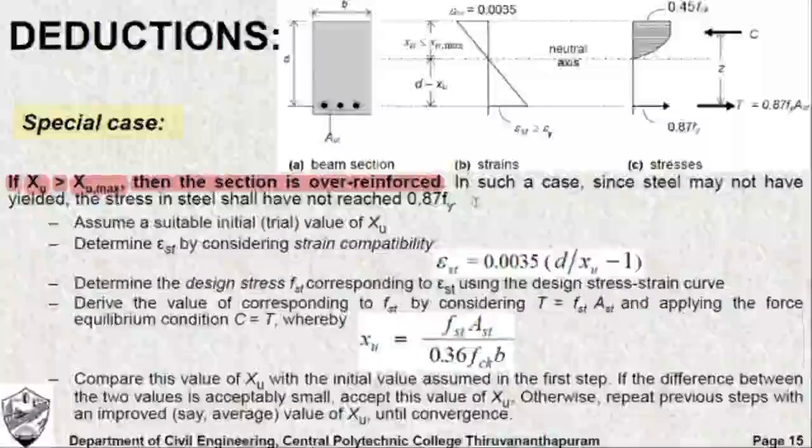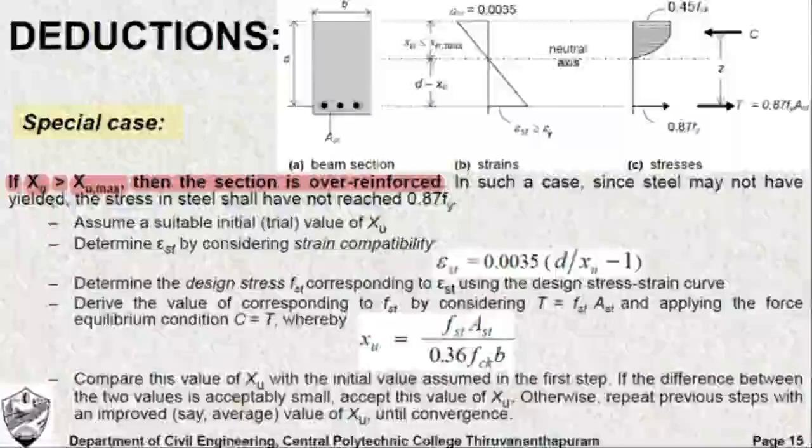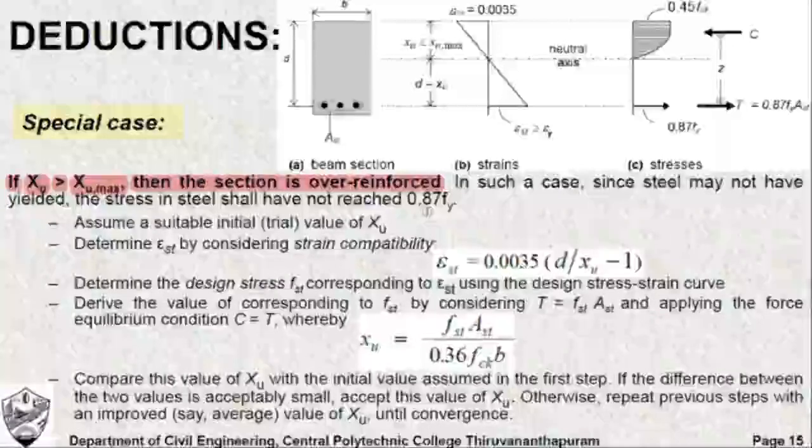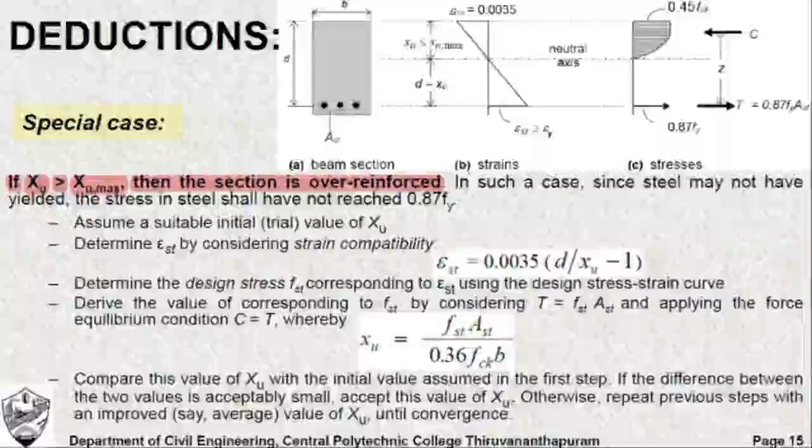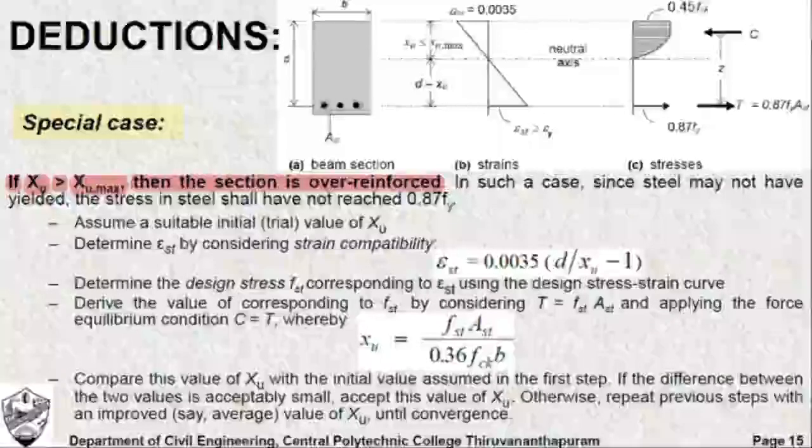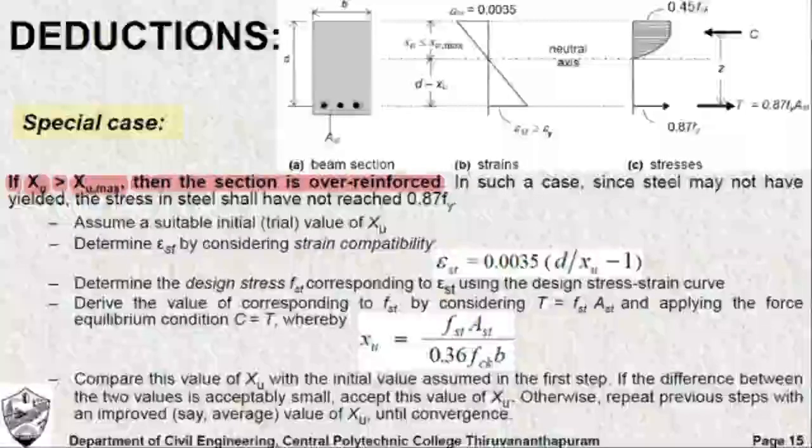You see, in such cases, since steel may not have yielded, the stress in the steel shall not have reached 0.87 Fy. So over reinforced section, we learned that the beam section at the level of steel, you remember that the steel has not even reached the yield point by the time the concrete has crushed. So at the failure time, the steel is still not at the level of yield point. So the stress at the level of steel cannot be said to be equal to 0.87 Fy.